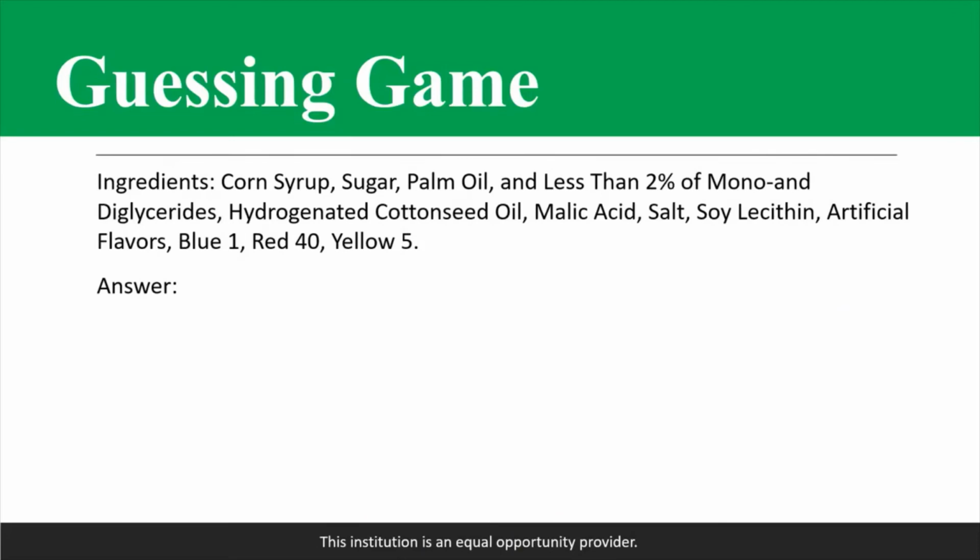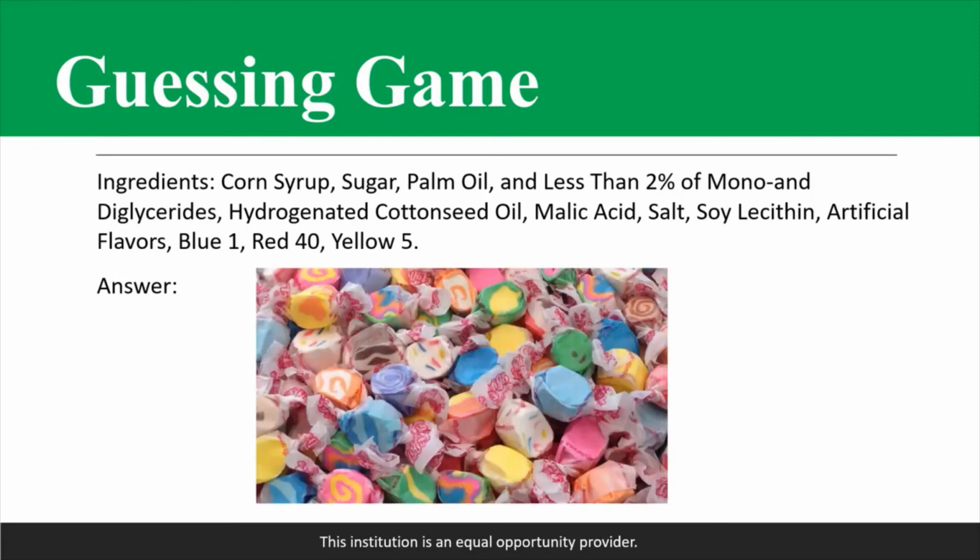And our final one, we have corn syrup, sugar, and palm oil as our top 3 ingredients. And then at the end, you can actually see some of those food dyes I mentioned. So this one, we have some taffy or some sort of candy, right? Which makes sense because top couple ingredients are different sugars.